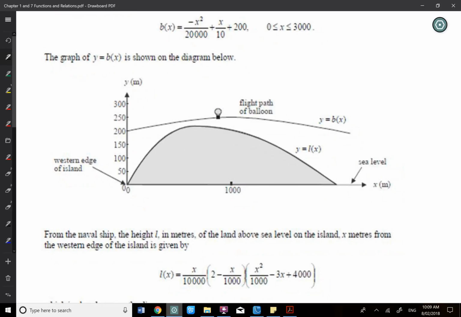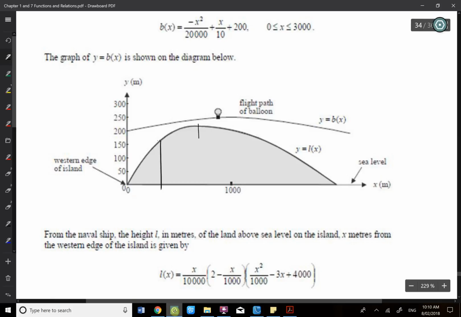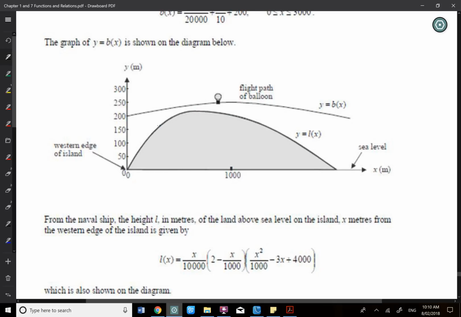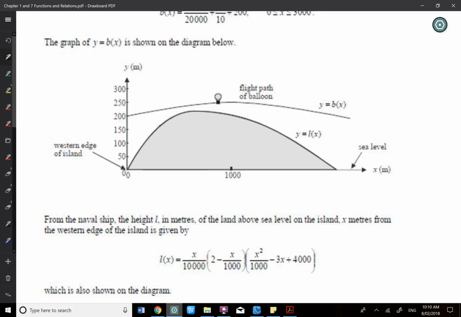And then from the ship, the length L in meters of the land above the sea level of the island, x meters from the western edge. Like, we measure from that point. We say increasing that way is increasing that distance, and then we talk about height here. So the height L is those lengths. That's the height of L. So we are talking about the height of the island, measured from here. So it gives you another equation here.